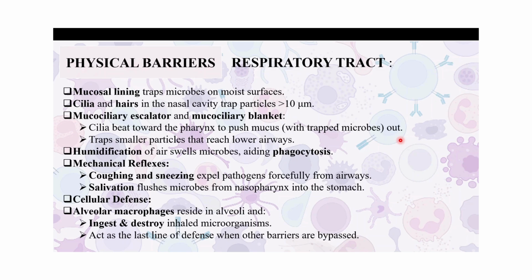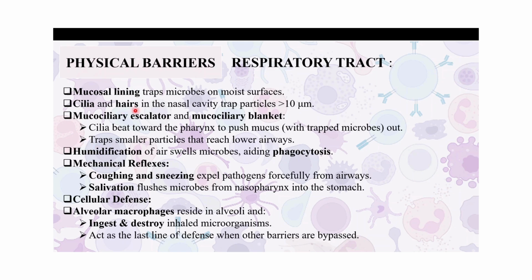In this mucus, if any kind of microbes are trapped, they are also pushed out, and it traps very small particles that reach the lower airways. Because here I have said that cilia and hairs trap particles greater than 10 micrometer. What about the smaller particles? If they reach the lower airways, then the mucociliary escalator as well as the blanket helps. It consists of a numerous number of cilia which constantly beat towards the pharynx to push the mucus and the trapped microbes within the mucus out of the system.